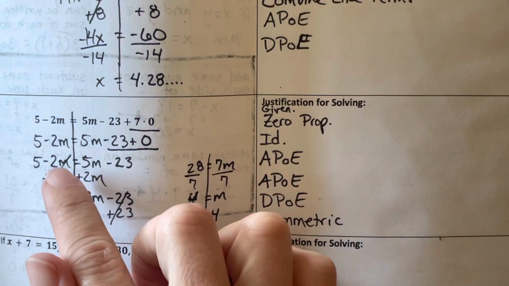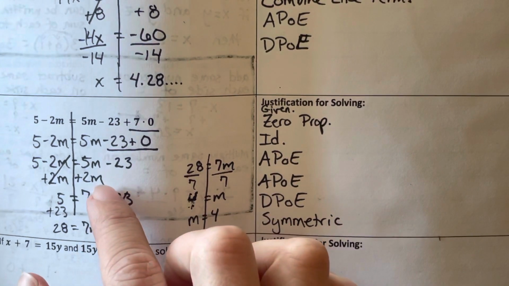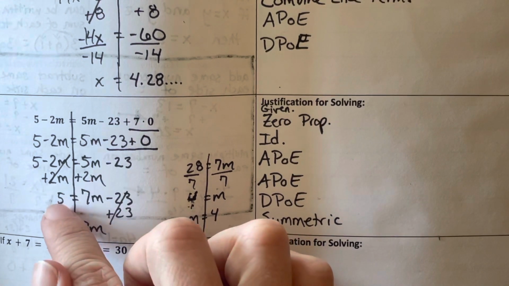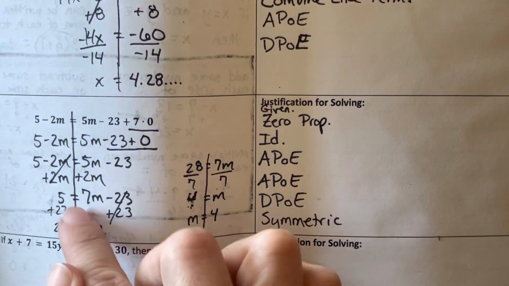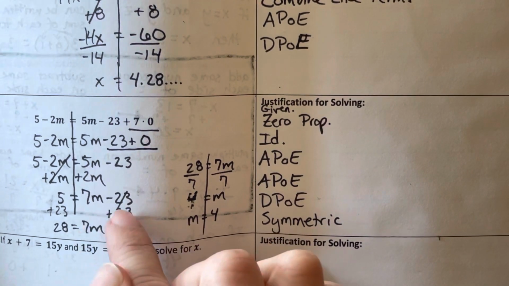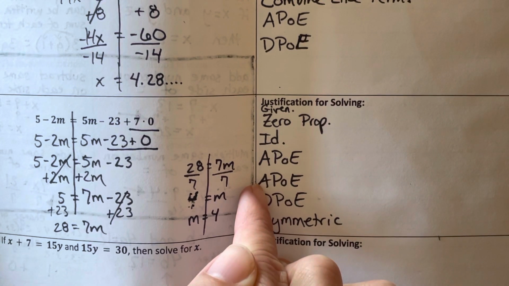Now we're ready to solve it, to bring the variables to one side. We're doing the addition property of equality because we're adding the same thing on both sides, even though it's a 2m. Addition property of equality. We get our next line, 5 equals 7m minus 23. We're ready to add 23 to both sides and get rid of that. That's another addition property of equality. So we're gonna do the addition property of equality there.